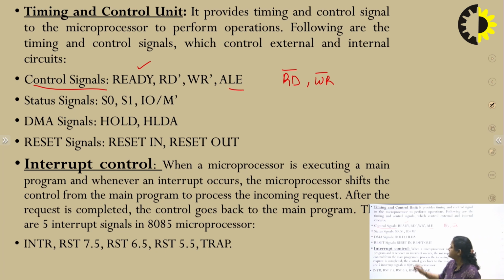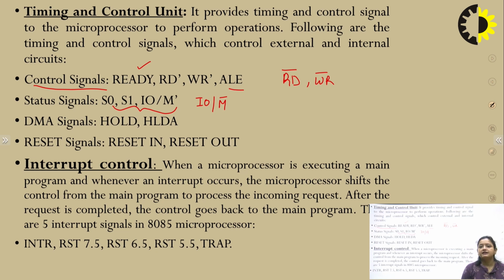Then we have status signals, which include S0, S1, and IO/memory bar. Again, here we have memory bar, so this signal is again an active low signal. That means memory will be activated when we pass 0 value to it. So status signals tell what machine cycle my microprocessor is performing, depending upon the value of these three status signals, S0, S1 and IO/memory bar.